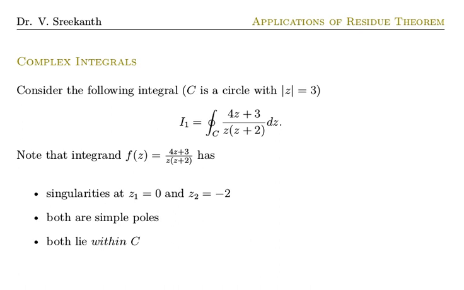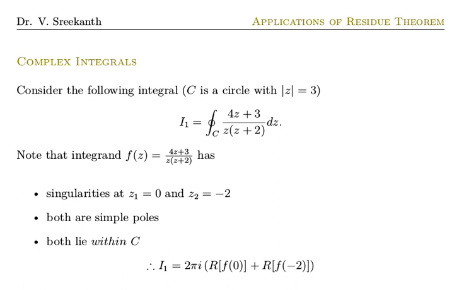Till now, without the residue theorem, we were dealing with integrands which have only one pole, one singularity, inside C, right? Now we have two singularities, and both of them are simple poles, and both lie within C. Now we can apply the residue theorem, and it says that I1 will be equal to 2 pi i times all the residues that are included in C. So basically the residue of f at 0 and the residue of f at minus 2.